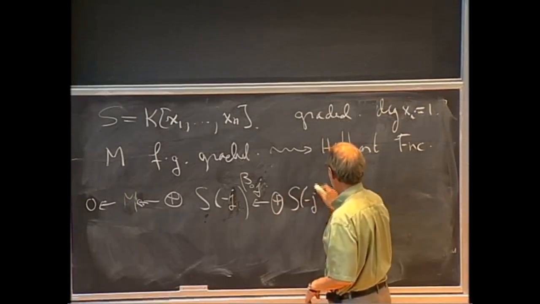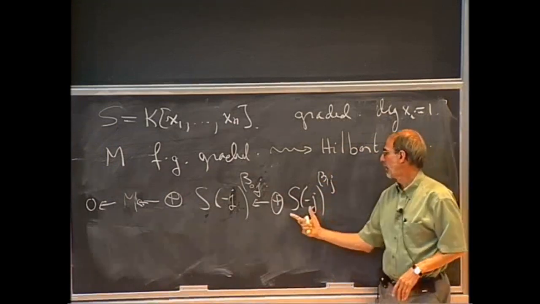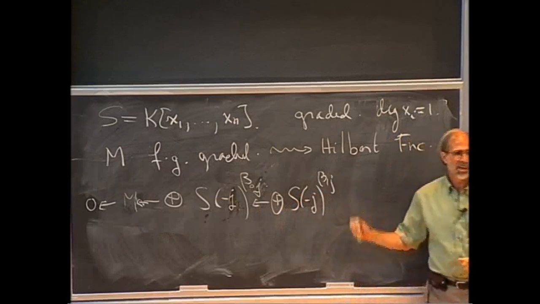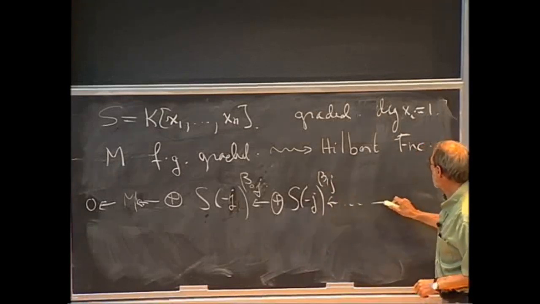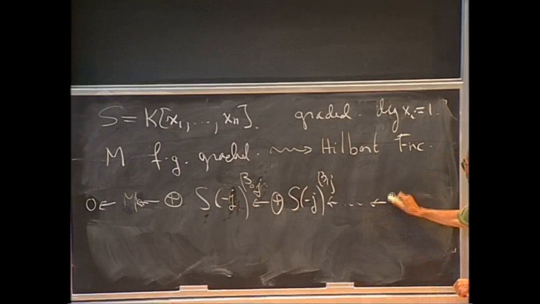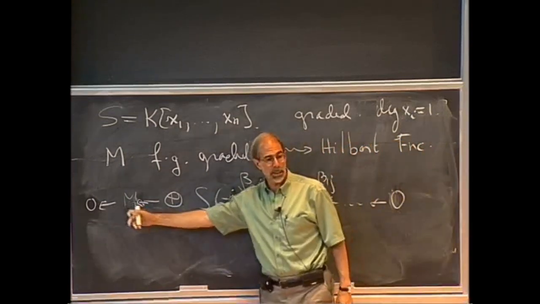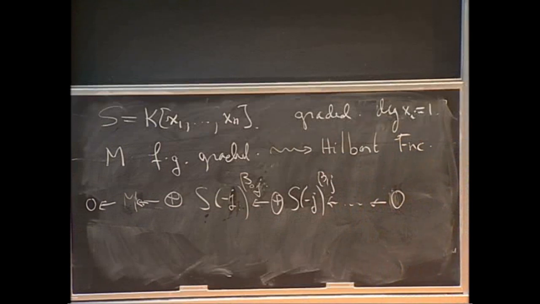S(-j) to the beta 1j. And now, again, we can say something about the Hilbert function of the kernel, but unfortunately, there's a kernel left. So you think, well, I'm going to chase my tail forever. But Hilbert proved in that first big paper that this process stops after finitely many steps. And you can put a 0 back here. And so you can really compute the Hilbert function of M, not just the Hilbert polynomial, as an alternating sum of Hilbert functions of free modules. So that's the original Hilbert function idea.